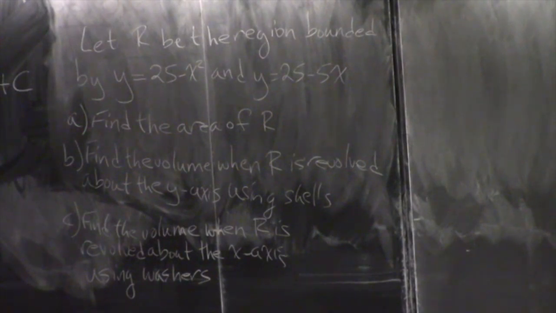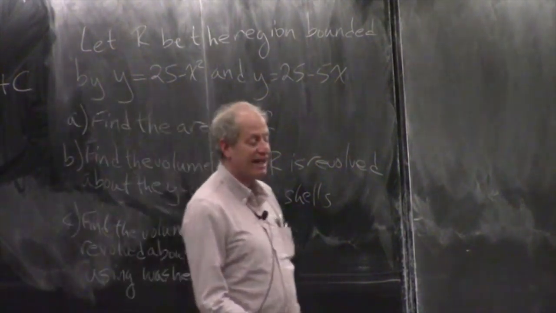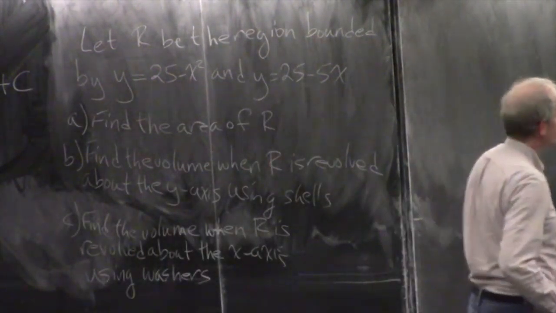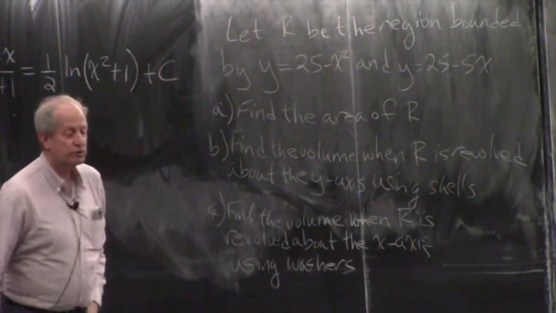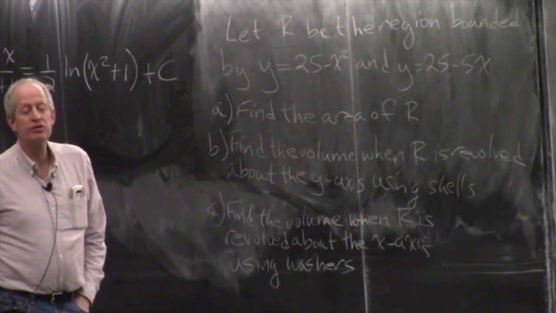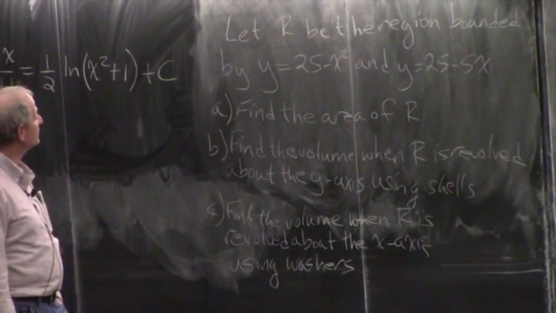So we have the region between y equals 25 minus x squared and y equals 25 minus 5x. Find the area of R, the volume when it's revolved about the y-axis using shells, and about the x-axis using washers. Let R be the region bounded by y equals 25 minus x squared and y equals 25 minus 5x.